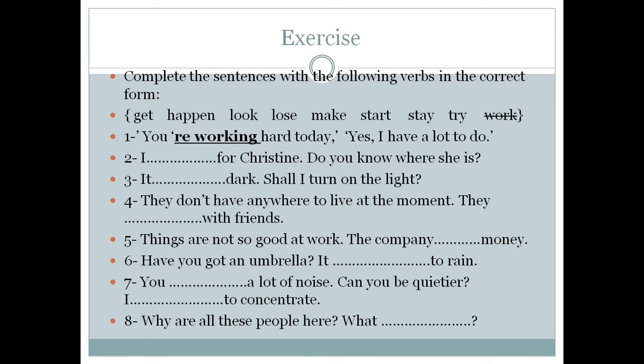So the company, singular, verb to be, auxiliary be, is. The company is lose. When we add ing, because the verb lose ends in E, we drop the E and we add ing. So the company is losing money. Have you got an umbrella? It to rain.